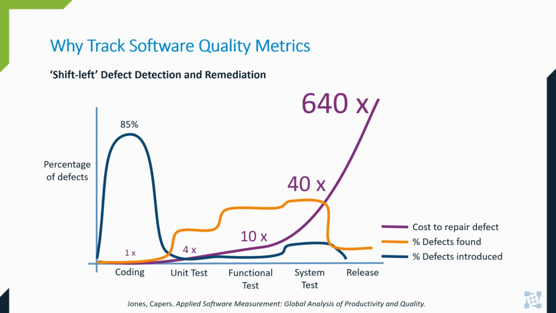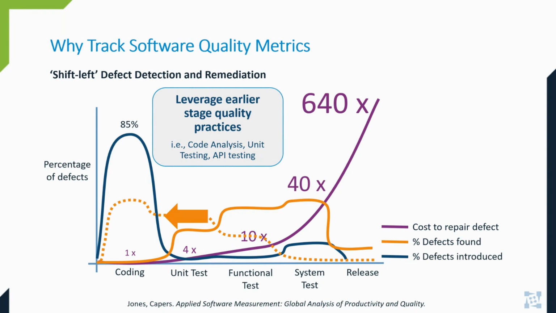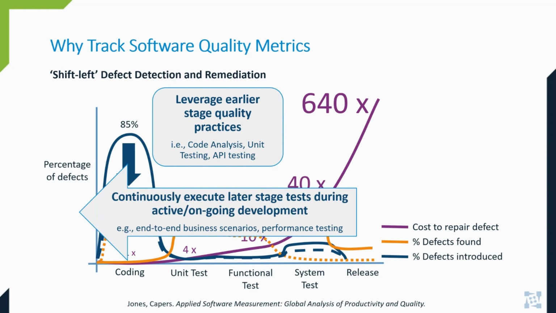The way you mitigate this risk of regressions is by shifting left the identification of defects earlier in the SDLC by, one, leveraging earlier stage quality practices like deep code analysis and unit testing, which also has the effect of reducing the number of defects introduced in the first place by training the developers as they go. And two, with thorough testing that's done continuously. And we'll be breaking this down further as we walk down the road of software quality metrics.